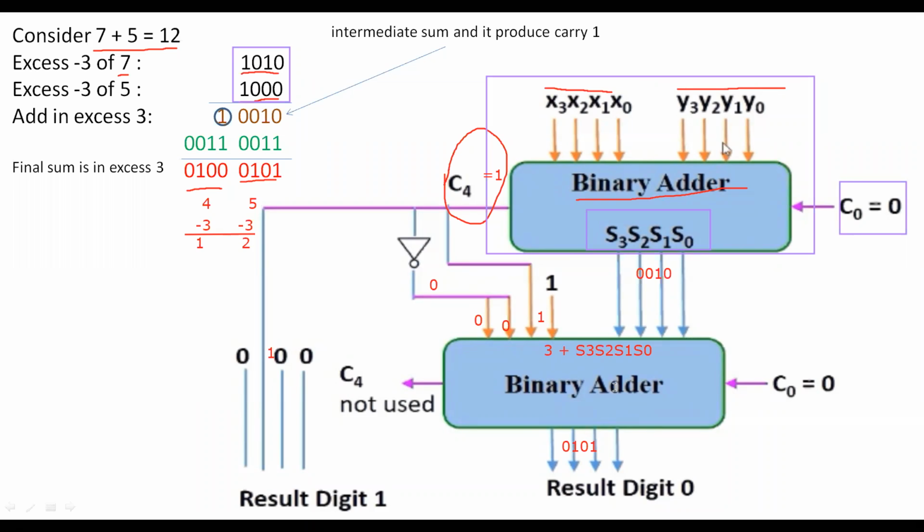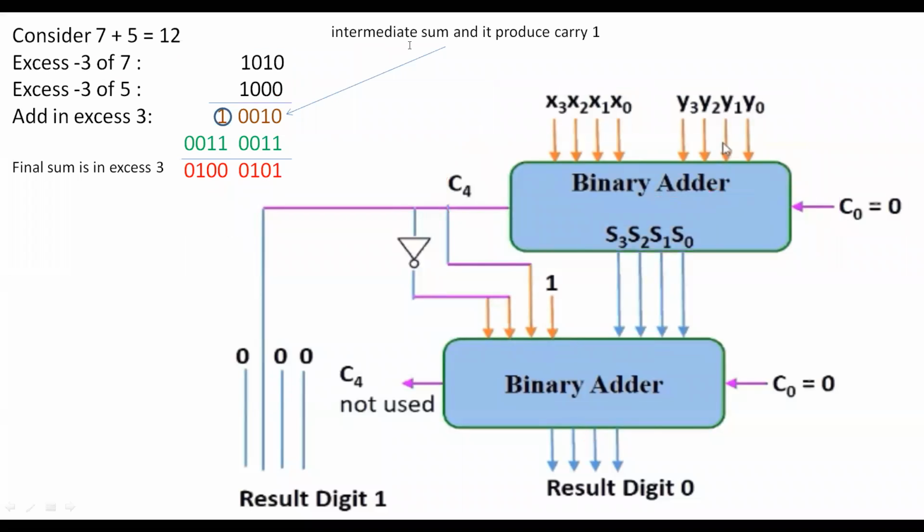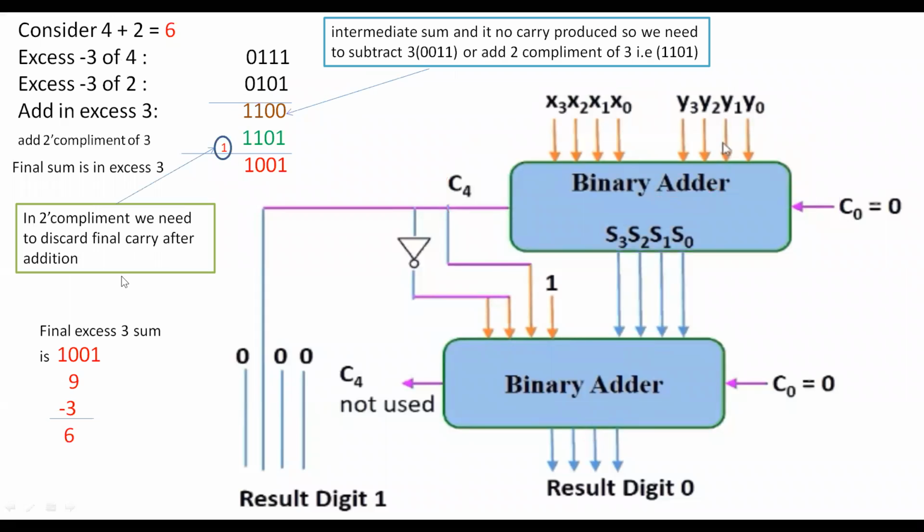Now if the carry is 0, we have to perform the addition of 1011, that is 13 is to be added. We'll take the second example here. We're taking the second example. Consider the second example as 4 plus 2, which should give the result 6.